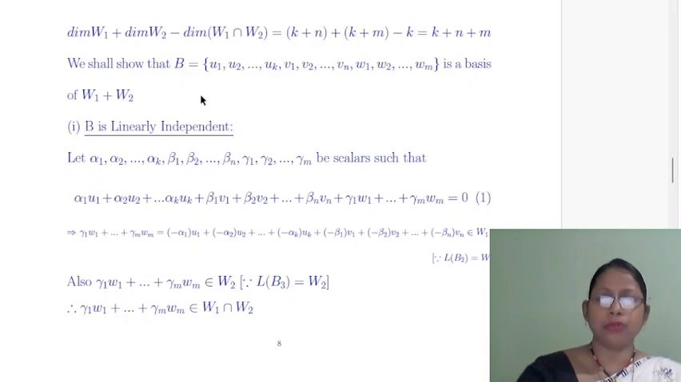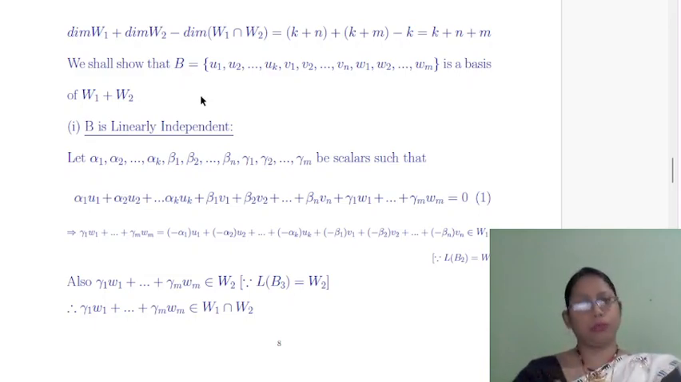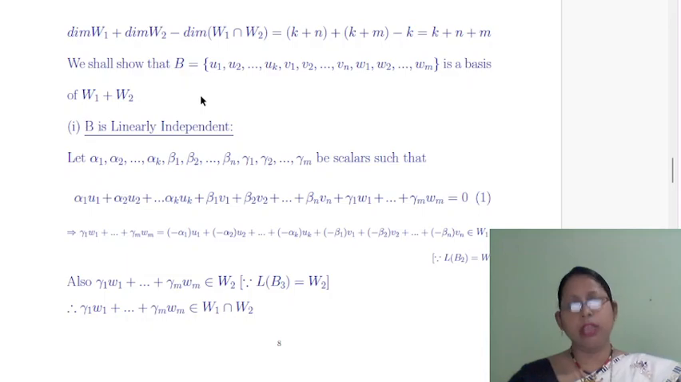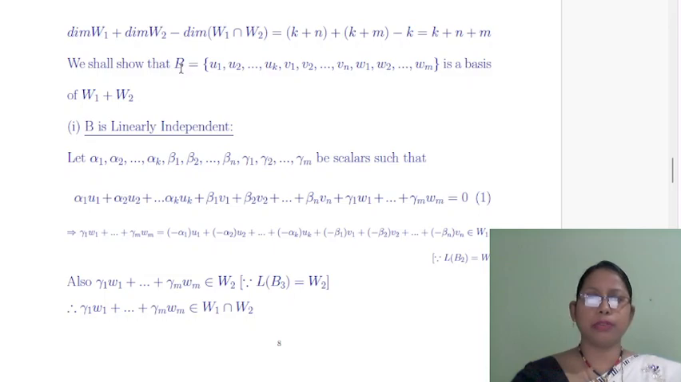For that we have to show B is linearly independent, and then that the linear span of B is equal to W1 plus W2. First we are going to show B is linearly independent. Let alpha 1, alpha 2, dot dot dot alpha k, beta 1, beta 2, dot dot dot beta n, gamma 1, gamma 2, dot dot dot gamma m be scalars such that the linear combination of these scalars with the vectors of B is equal to 0.